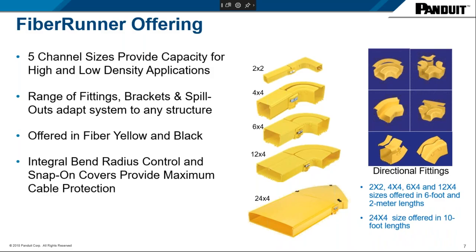And just as we're discussing the FiberRunner offering, I do want to highlight some of the sizes that it comes in. So as we're looking at the 2x2, the 4x4, the 6x4, and the 12x4, it does come in a standard 6-foot length, and it also comes in 2-meter length. As we're looking at that larger pathway, that is offered in a 10-foot length. So again, just highlighting some of the lengths that it is offered in.